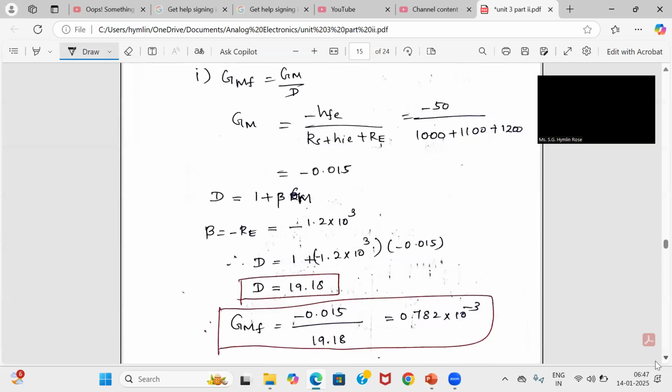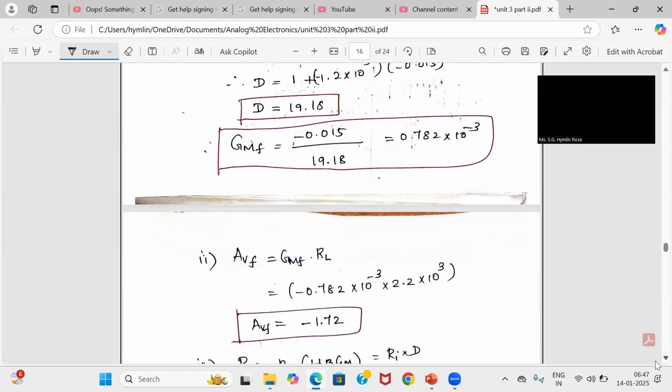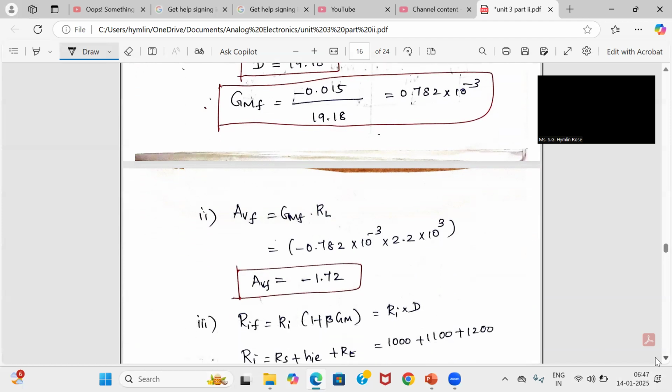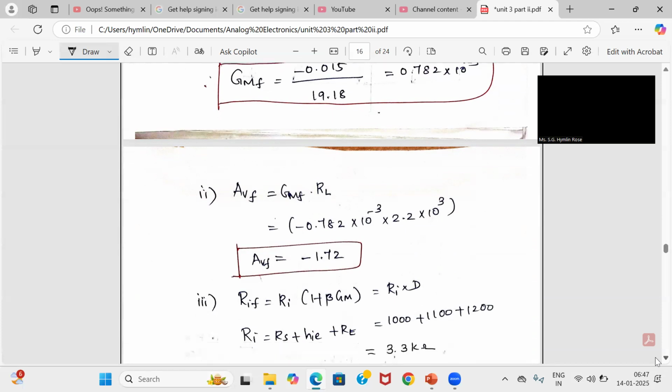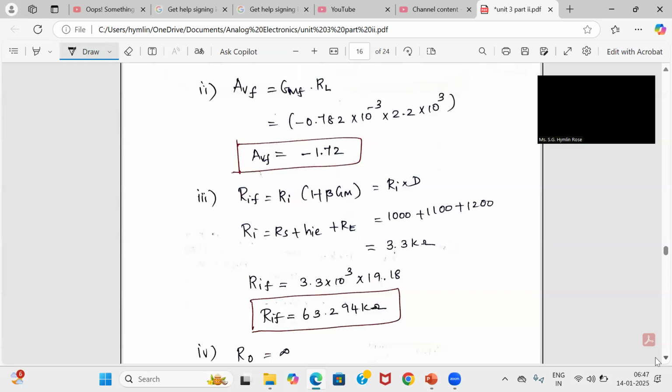Second thing is your GMF. So GMF calculated using the formula. Next comes the point of AVF, GMF into RL. RL you have been given. If it is given, you have to consider the RL value also. So GMF calculated into RL is 2.2 into 10 power 3. You will be getting minus 1.72. And RIF, RI into D. RI is RS plus HIE plus RE, all the values you have. So RI into D is RIF.